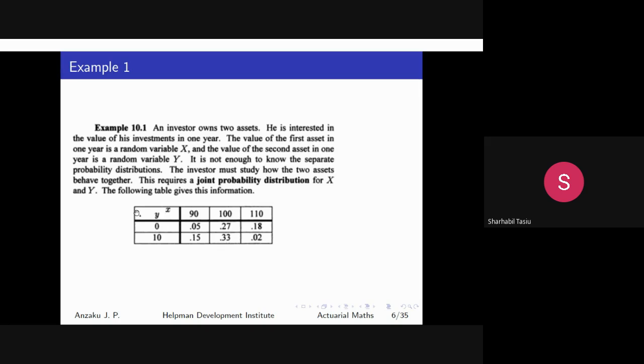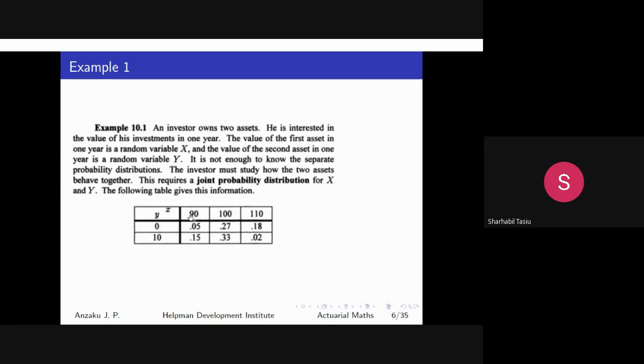So let's look at the following table that gives us this information. Now, can we see this table? This table is saying that if we look at the first column here, we have Y, and under Y we have 0 and 10. And in the first row here we have X, and following X we have 90, 100, and 110. So X has three values, while Y has two values.